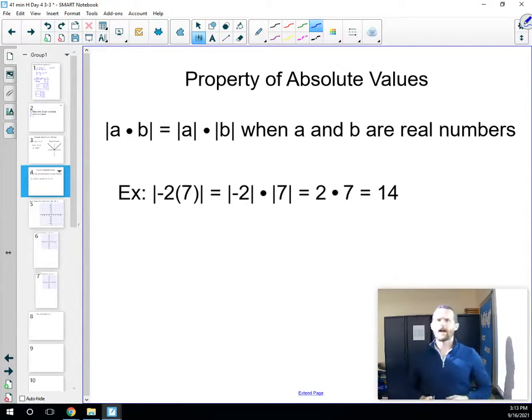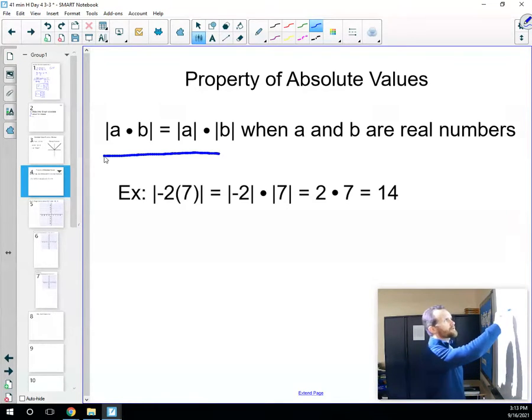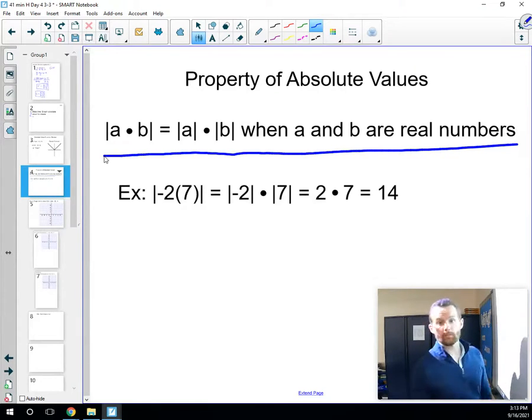All right, let's jump to our next slide. There's one property of absolute values that we need to talk about. This is not the only property of absolute values, but this is something we're going to need in today's lesson. It says the absolute value of a times b equals the absolute value of a times the absolute value of b, when a and b are real numbers.